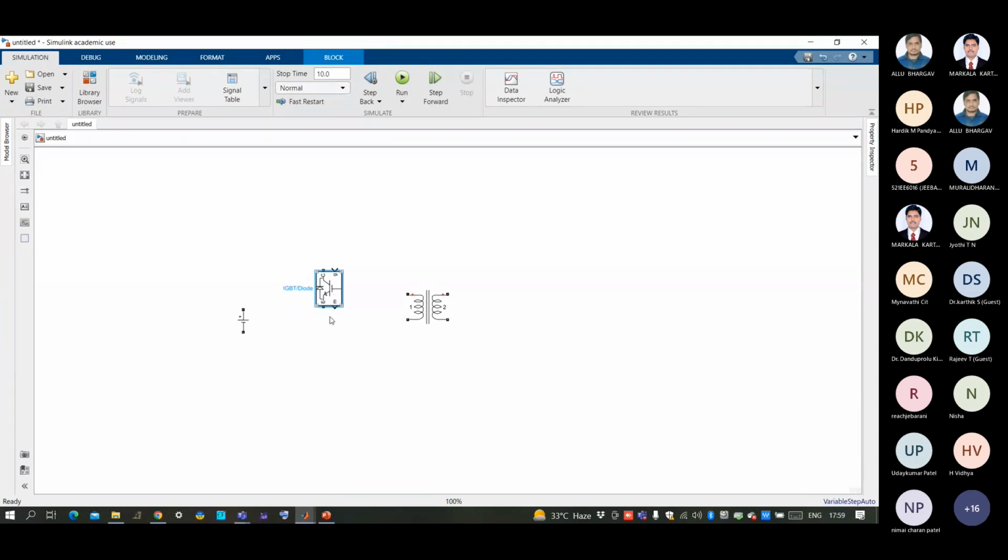And here you can see the IGBT has 4 ports. One is collector, one is emitter, one is gate, and one more is the measurement port. Through this measurement port, we can see the voltage stresses and current stresses.